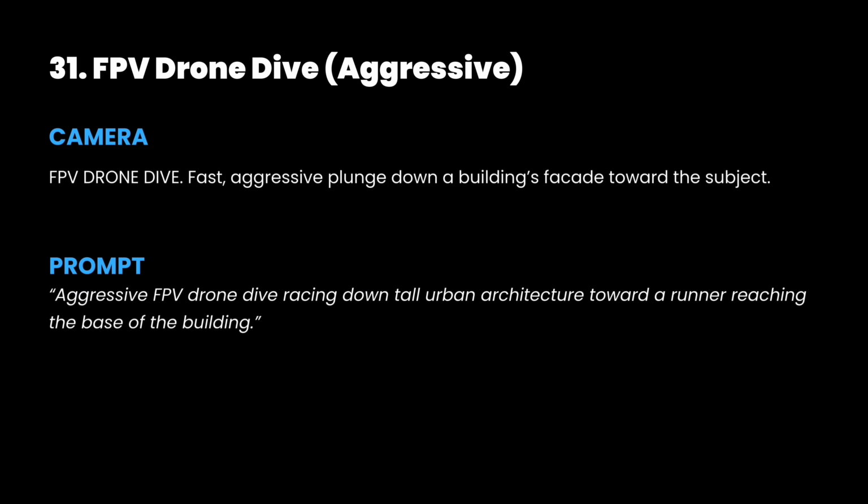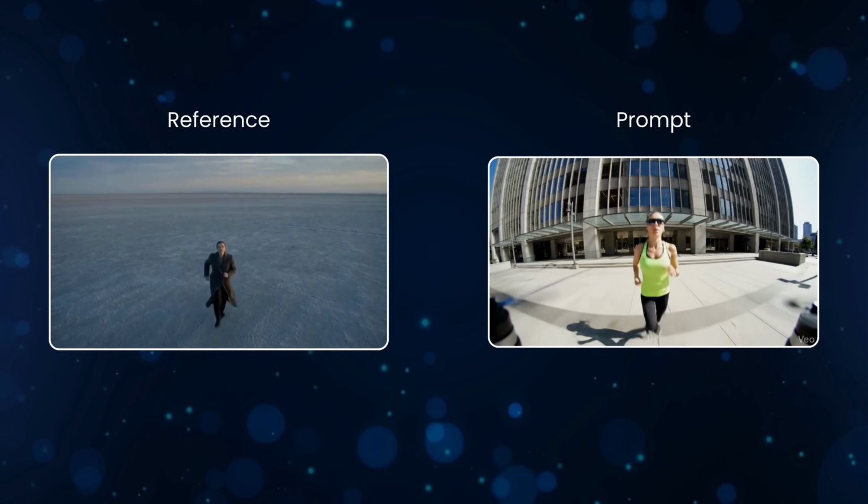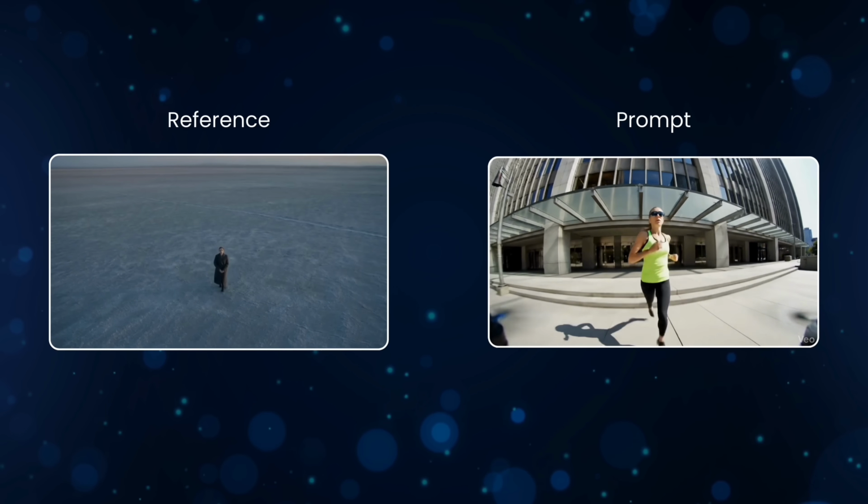Number 31. FPV Drone Dive. The plunging angle creates visceral speed and urgency, pulling the viewer into the action. Use it to heighten tension during chases or reveals in dense vertical environments.